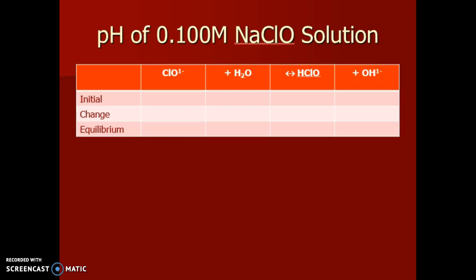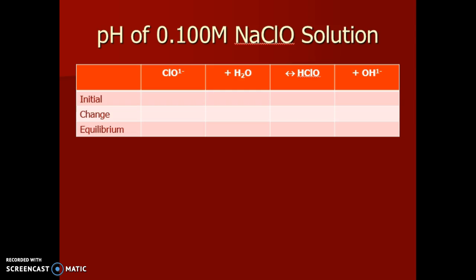So here's our problem. Let's calculate the pH of a 0.1 molar solution of sodium hypochlorite. And of course, I'd first like to set up the hydrolysis equation at the top of the screen with the hypochlorite reacting with water to form hypochlorous acid and hydroxide. Again, that hypochlorite wants to neutralize that -1 charge and takes a proton away from the water.